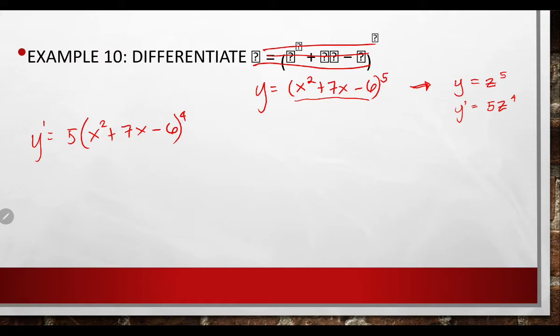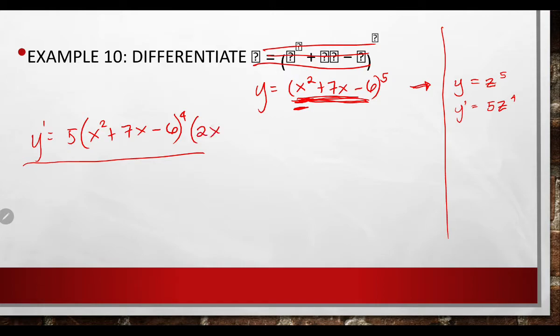So this is the derivative of the outside. It is only the derivative of the outside, so we multiply the derivative of the inside. The derivative of x squared is 2x. The derivative of 7x is plus 7. The derivative of 6 is 0, so no need to write. For this one, simplify further.